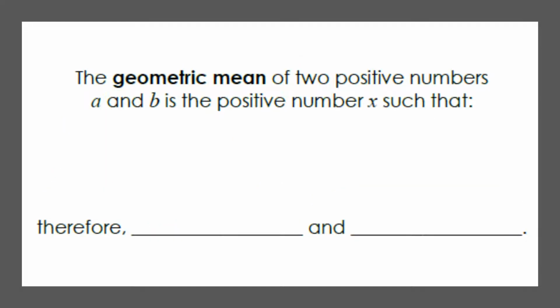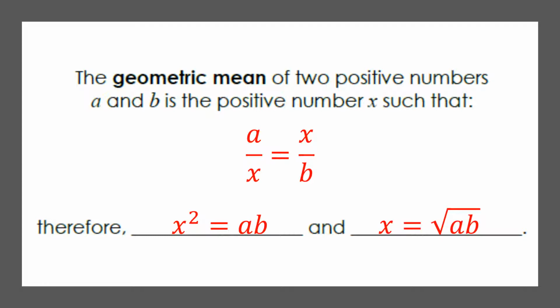Okay, if I look here at the definition of the geometric mean, it says the geometric mean of two positive numbers, a and b, is the positive number x such that a over x equals x over b. Which, if we cross multiplied, we'd get that x squared was equal to a times b, and if I went ahead and solved for x, that x was equal to the square root of ab.